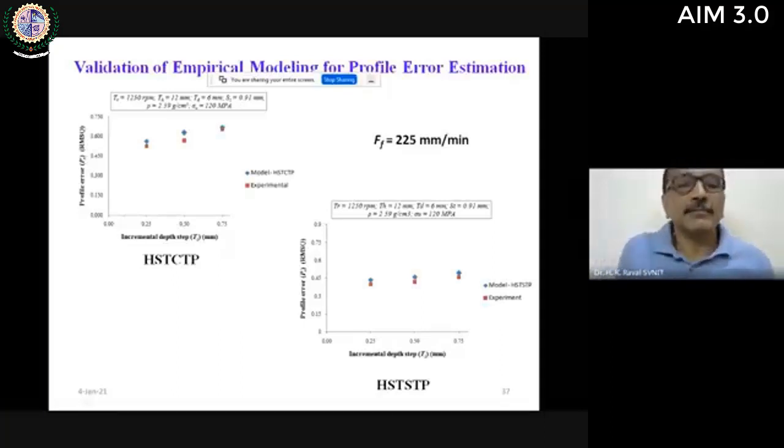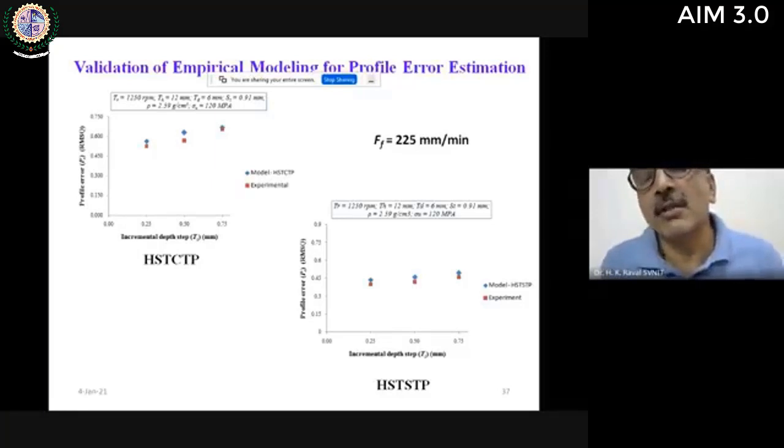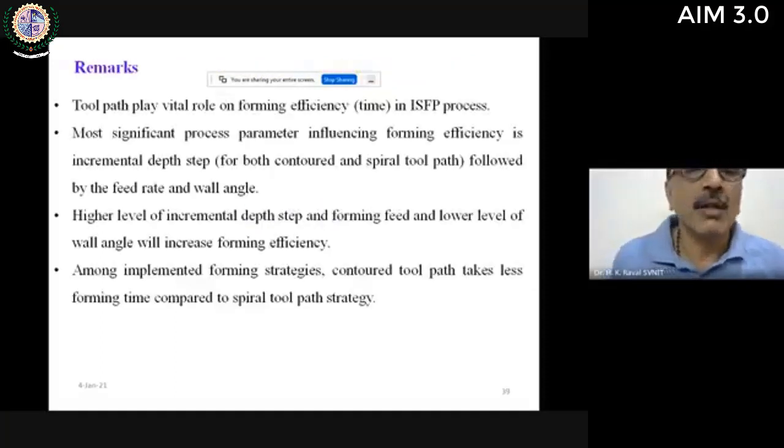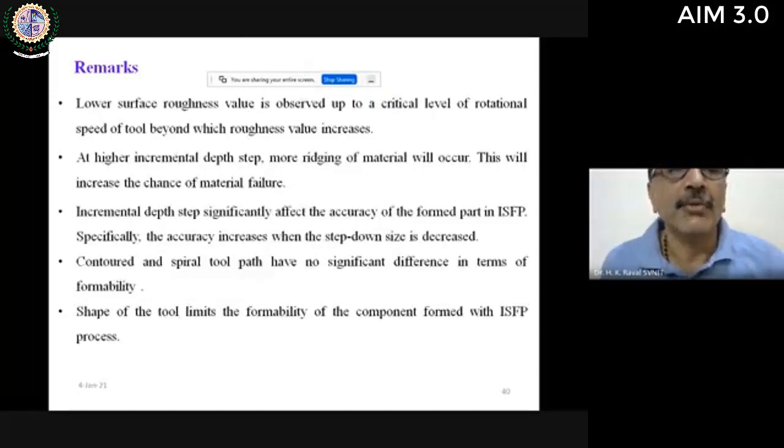Hence, it is desirable to keep a lower feed, which was also discussed earlier. It increases the accuracy, but at the same time it increases the forming time. So this is what I already discussed. These remarks are already covered, so I am not reading line by line. I am just scrolling through these slides.